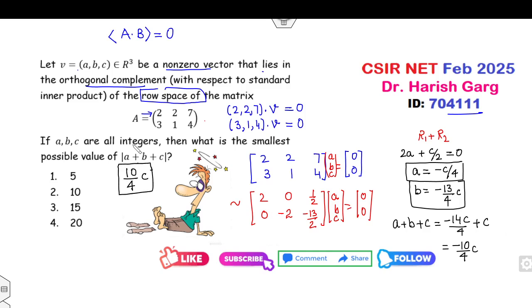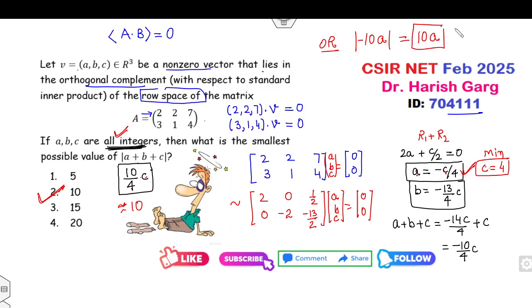Now what is the value of c? All are integers. You can see what is the minimum value of c. You can choose 1, so that a will be an integer. C must be 4. The minimum value of c is 4. Fine. So if c is 4, this number will be 10, the right answer. Or otherwise, you can substitute the value of c. It says c over 4 is a, so it is 10 of a. The absolute value is 10 of a. And what is the minimum value of a as an integer? A will be 1. So that means option B is the right answer of the problem.